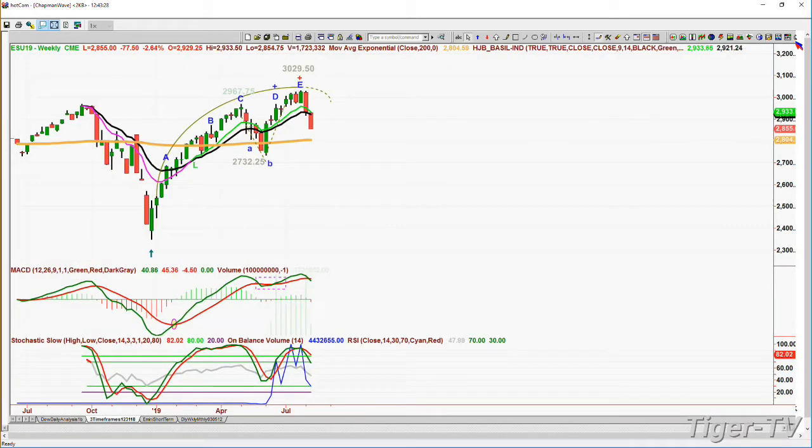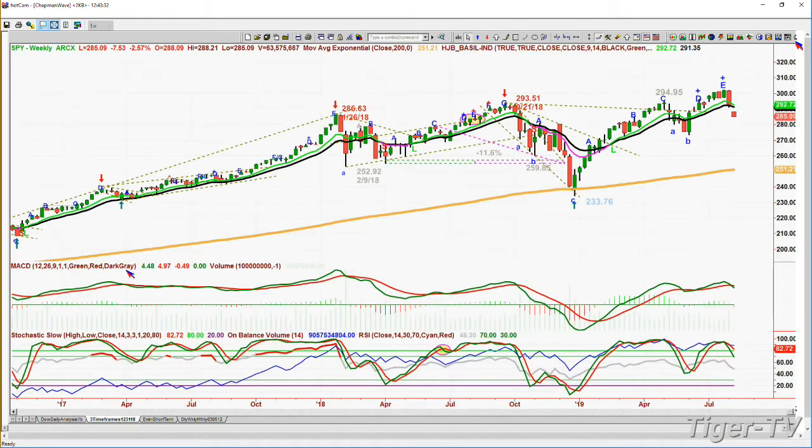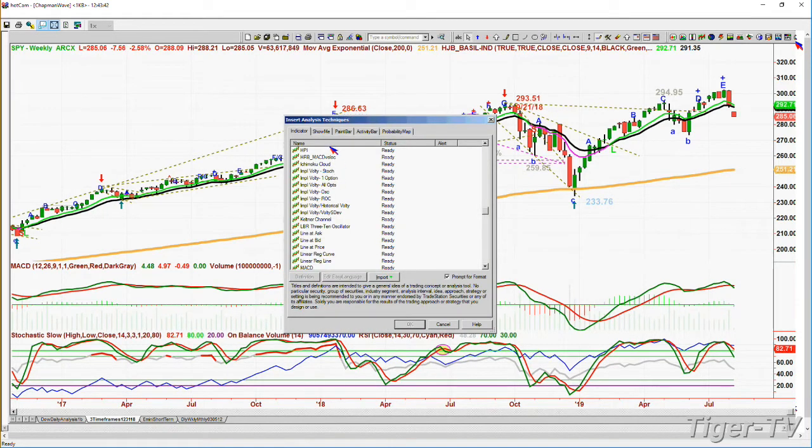Let me go to the SPY because that goes back further. So here's the SPY. Look how important this is. I'm going to insert an indicator. Go to TradeStation, tools, show me indicator, stochastic. No, I'm going to go to moving average. There, that's even better. Moving averages, and I'm going to go to moving average one line.